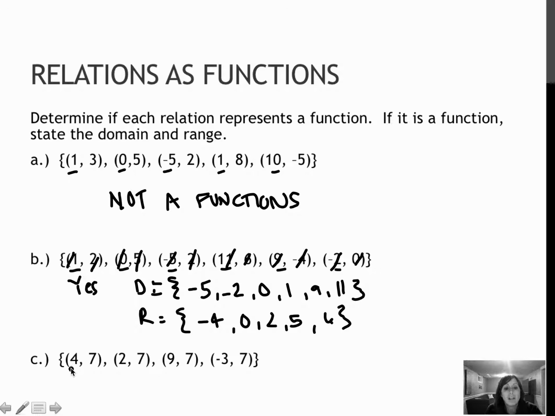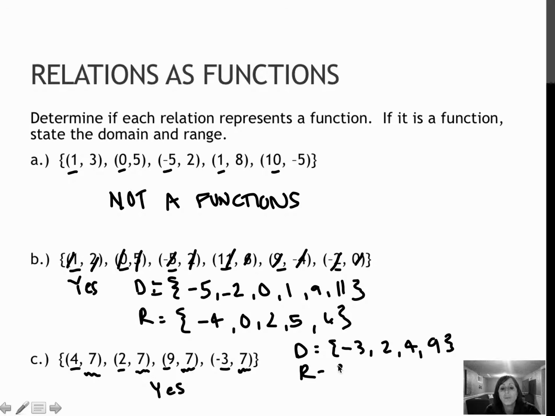For our last one, again, we're looking at the x values, and it looks like we don't have any x values that repeat. So this one is a function. A lot of people get confused at this one because they see the 7, 7, 7, and 7 and say, well, that couldn't be a function. But we don't care what's happening on the y side. We only care that there's x's that go to only one y. So the domain here is all 4 of those values, -3, 2, 4, and 9. The range is all of the y values, which is really just 7, because 7 happens each time.